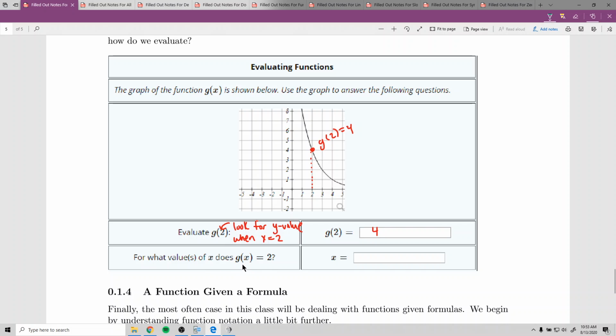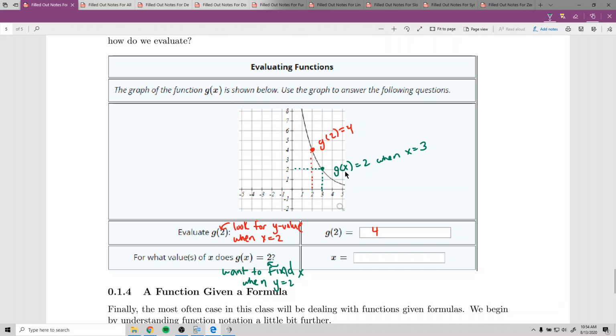The next one asks the question backwards. It says, for what values of x does g of x equal 2? So we want to find x when y equals 2. Right? y is like the g of x. So what we do is instead we look at the y-axis, we go over to where 2 is, and then we go down to the x value, which is 3. So g of x, the y value, equals 2 when x equals 3.